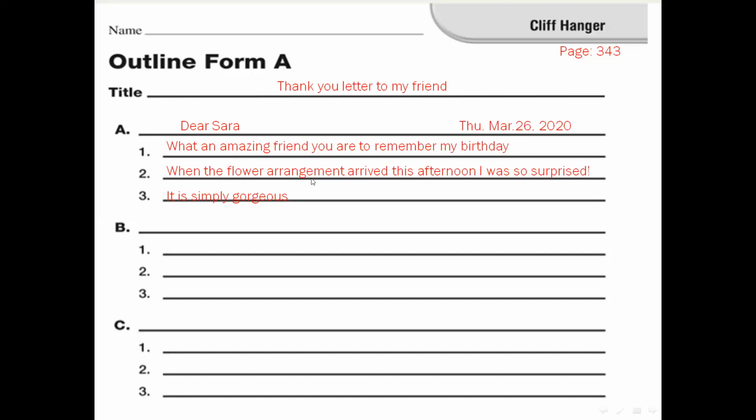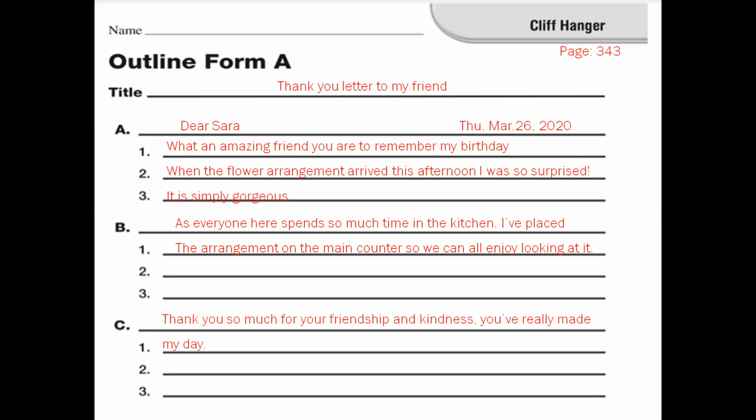After that, I mentioned the gift. What did she do for me? Now next, what shall I do? As everyone here spends so much time in the kitchen, I've placed the arrangement on the main counter so we can all enjoy looking at it. Still here, I'm talking about the gift that she sent me. Where did I place the gift? So here I'm still explaining what I did with the flowers.